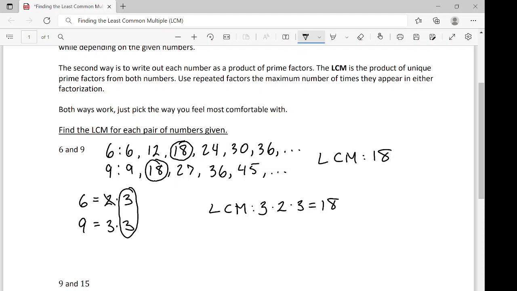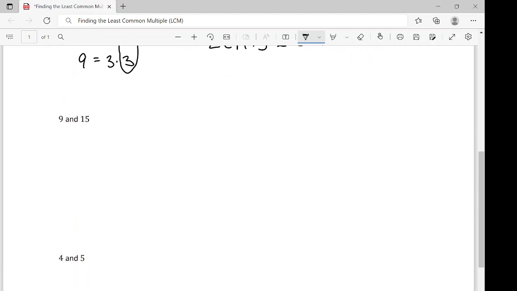But let's do another one just so we can see it again in practice. I prefer to do this, so that's what I'm going to stick with for now. So let's go with 9 and 15. So 9 is just 3 times 3, and 15 is just 3 times 5.